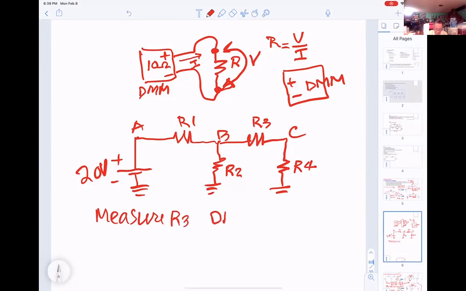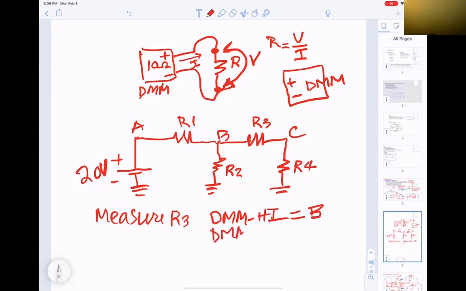Okay, you say DMM high connects to B, right? Yes. And DMM low to C. Yeah, but you have to disconnect the power source. Okay. You're measuring voltage, right, Mr. Pham? What? Are you measuring voltage? I measure the ohm. Measure R. Oh, if you're measuring R, then you need to turn the power off. Yeah.